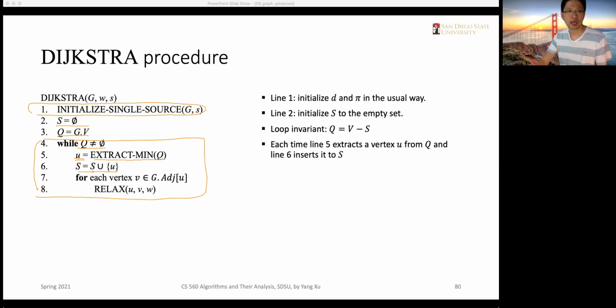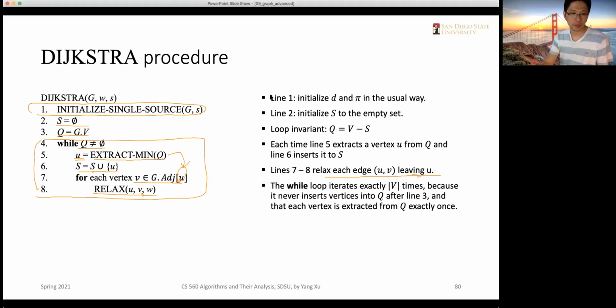And what comes next is the critical stage, right? It is where the relax occurs. It will examine each vertex within the adjacency list of the vertex which was just extracted, okay? Which means we have to relax each edge leaving U, right? And then we will run a relax on that edge, okay?